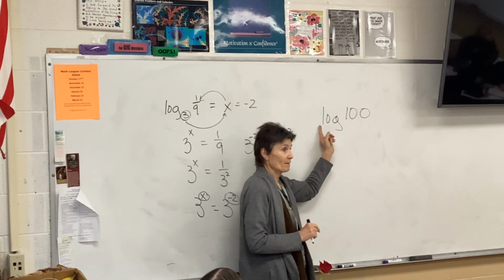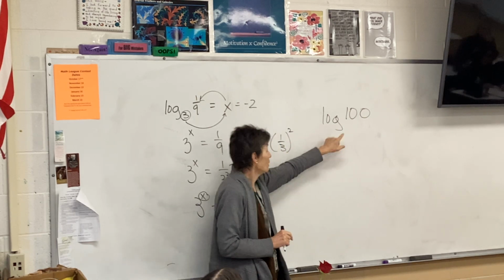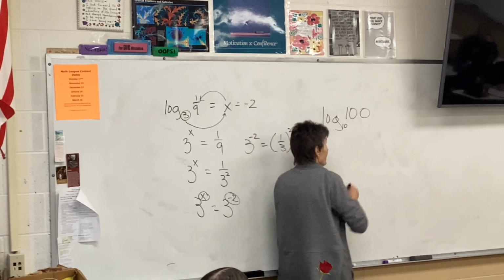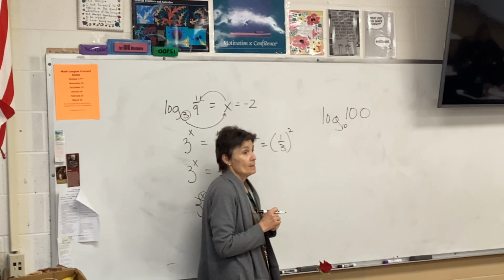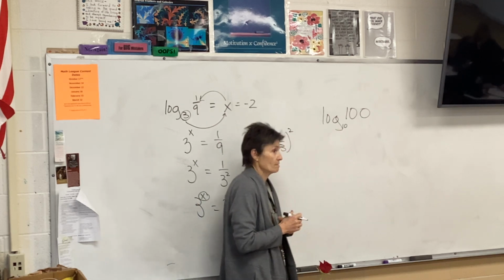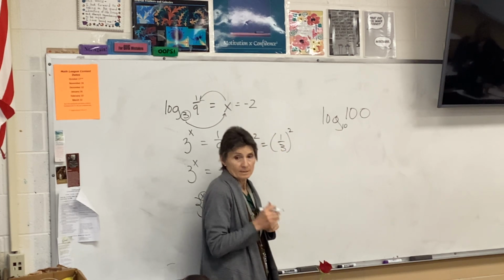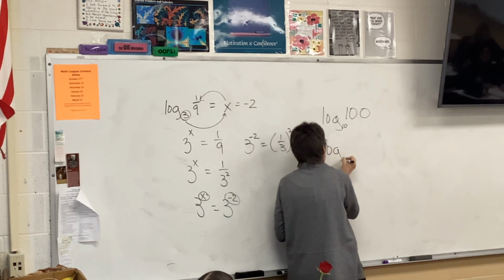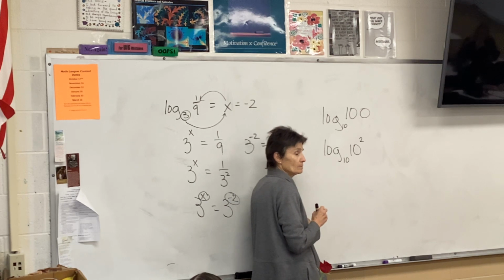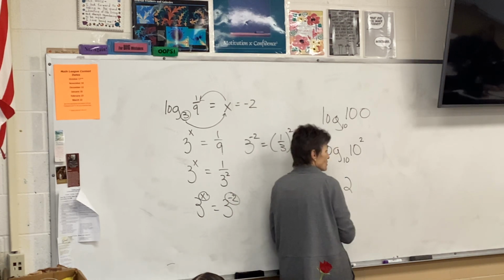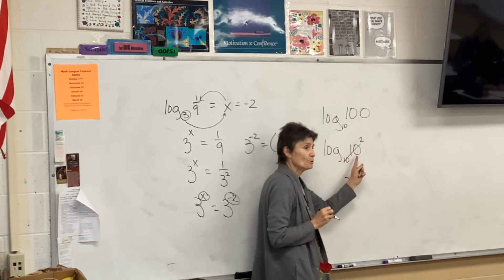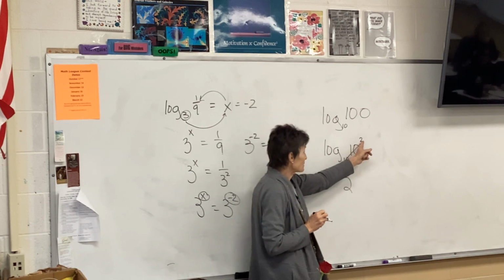What did you learn yesterday about this? What does that mean? When there's no base down there, that means it's 10. So I'm going to put an understood 10 there. Now, is 100 a special number, especially when it comes to tens? What is 100? 10 squared. So if you want to rewrite your 100 as 10 squared, that tells me that the answer is 2, because there's a property of logarithms that says whenever these two numbers match, the answer is the leftover thing.